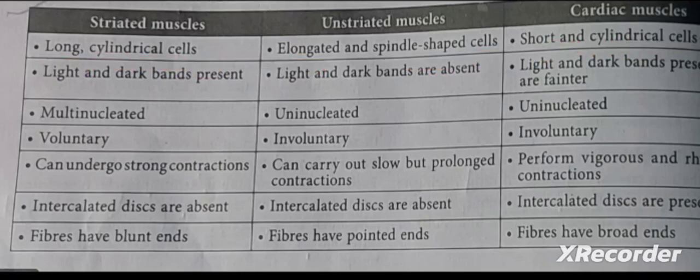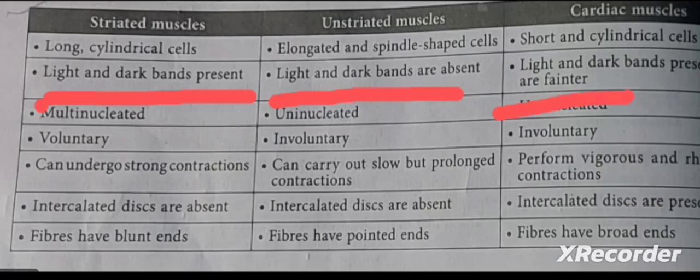And now comes the second point. The light and dark bands are present in striated muscles, which are also known as striations. And in the case of unstriated muscles, the light and dark bands or the striations are absent. Whereas in the case of cardiac muscle, the striations are present, but they are fainter, means they are weak, not equal to the number of striations present in the striated muscles. They are always less than the striations present in the striated muscle.